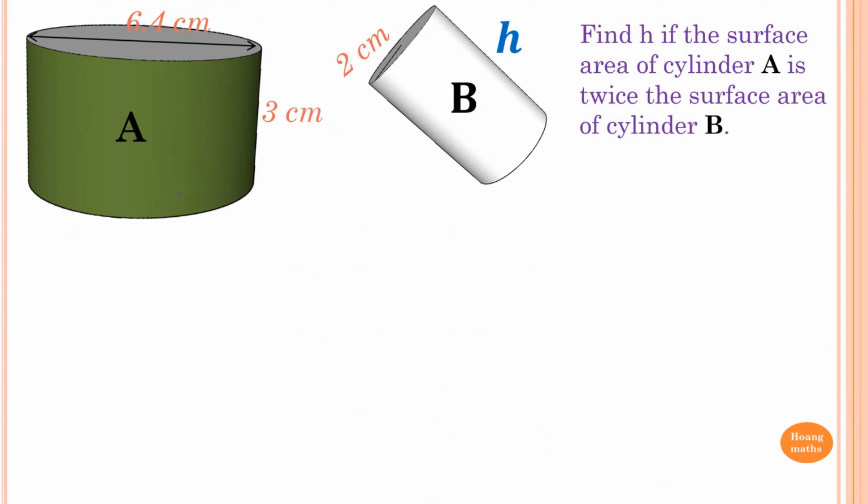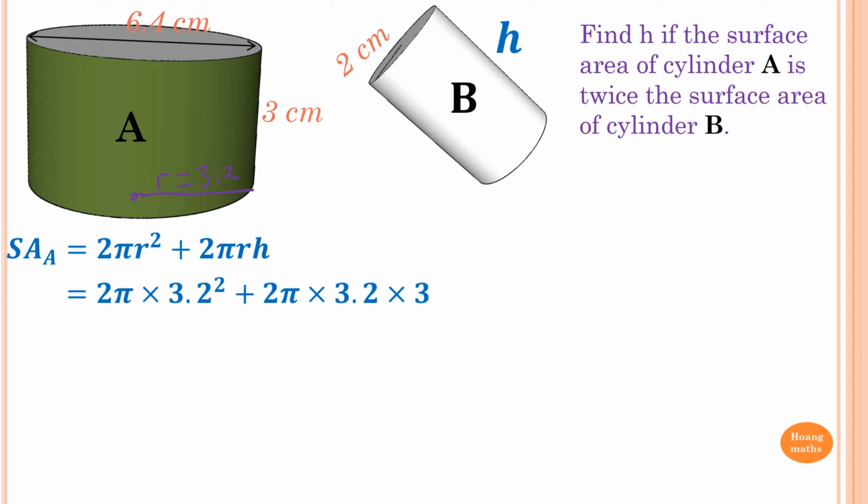Find H if the surface area of cylinder A is twice the surface area of cylinder B. So first of all, we need to find out the surface area of cylinder A first. So which is 2 pi r squared plus 2 pi RH. So we know that for cylinder A the radius is half of 6.4, which is 3.2. So we substitute in the formula. It gives me this. That's the surface area of cylinder A.